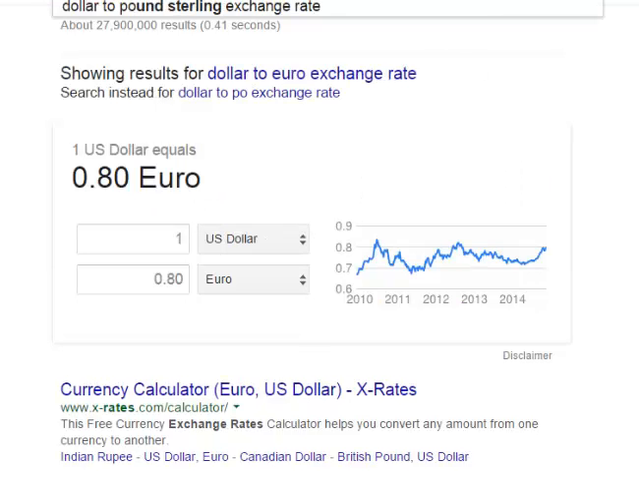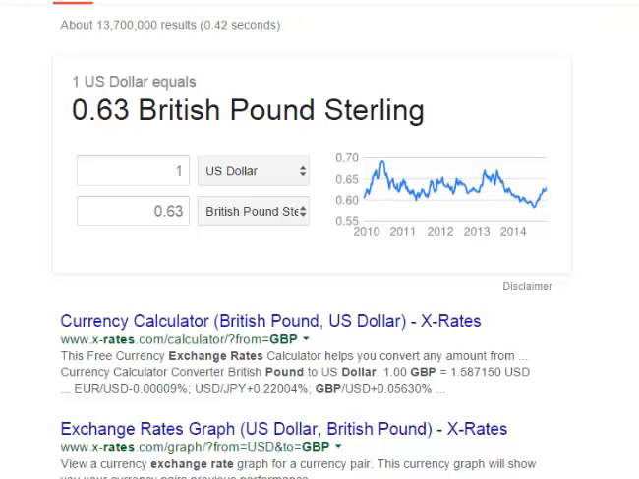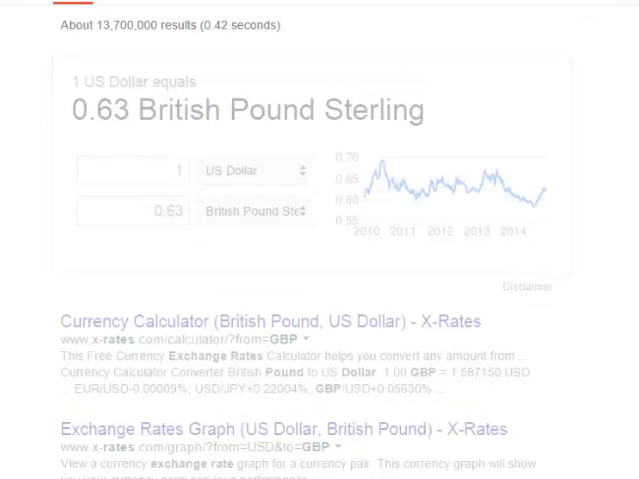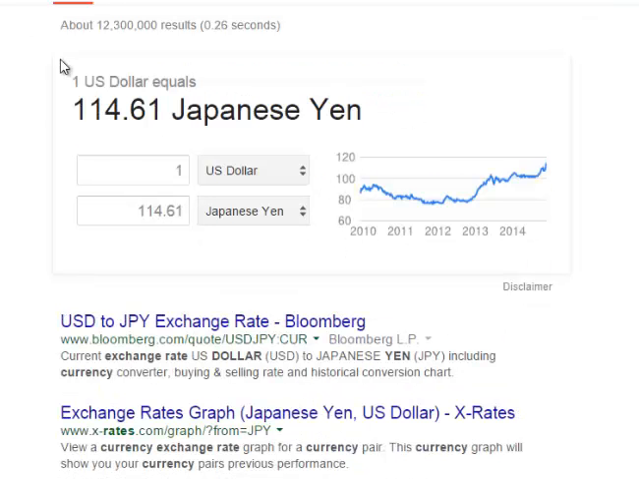If I change dollar to pound, $1 is 0.63 British pounds sterling. If I go dollar to yen, $1 US is 114.61 yen. That doesn't mean that the dollar is worth more than the yen, or that the yen is worth less than the euro or the pound, or that the dollar is worth less than the euro or the pound. It's just relative. The number itself doesn't mean anything.